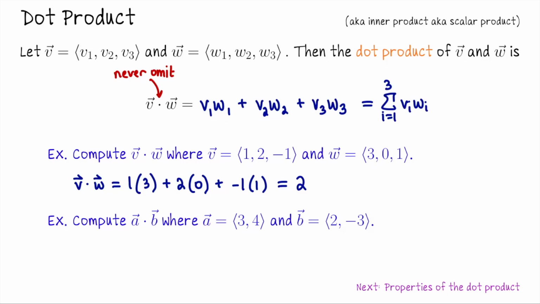If we're working in two-dimensional space, like in the next example, we just pairwise multiply their x-coordinates and add to that the product of their y-coordinates. Okay, so here a dot b is going to be 3 times 2 plus 4 times negative 3. So let's see, that's 6 minus 12 is negative 6. If we had two vectors both living in R4, it's pretty clear what it would be. It would be v1 w1 plus v2 w2 plus v3 w3 plus v4 w4.